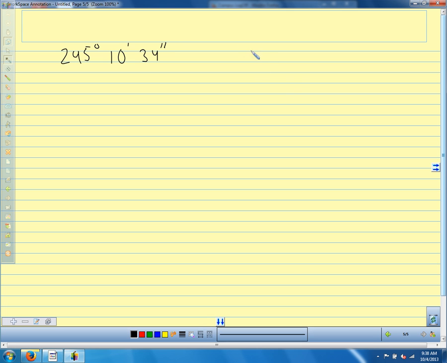What this means, and our calculator is going to do this for us, but 1 minute is 1/60th of a degree. And 1 second equals 1/3600th of a degree. Just like a minute is a 60th of an hour and a second is a 3600th of an hour. So it's kind of like thinking of degrees as hours and subdividing the degrees that way.